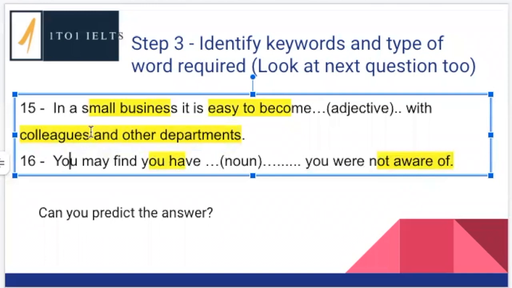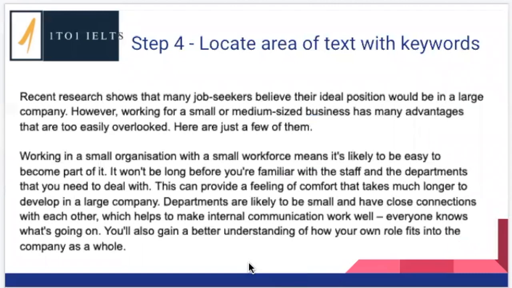So we're going to refresh our minds: small business, easy to become, colleagues in other departments. So we go to the text. I'm going to leave it over to you guys. When you think you found the area in the text, let me know. If you're watching this at home, do the same. Read along, try and find the line and paragraph, and then we will see if you are correct.